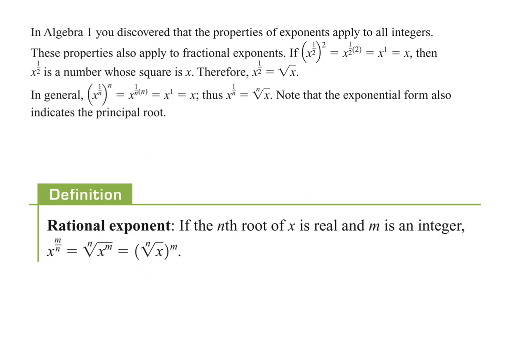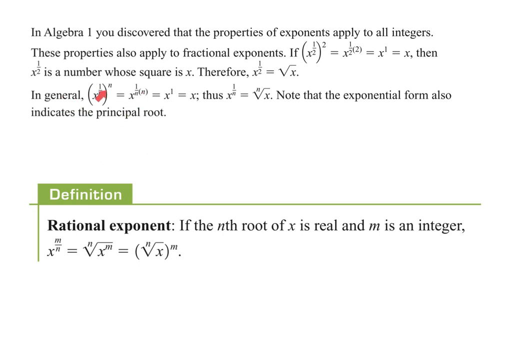And so that applies to even fractional exponents. So let's say we had x to the 1/2. If we square it, we would multiply these exponents, a power to a power. So x to the 1/2 times 2, which just gives us x to the 1 or x. All right, so x to the 1/2 is a number whose square is x. Therefore, x to the 1/2 equals the square root of x.